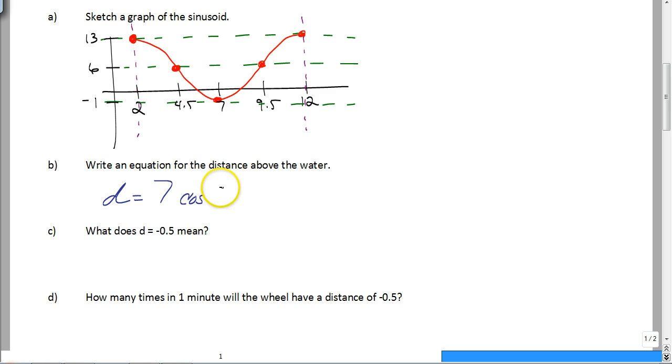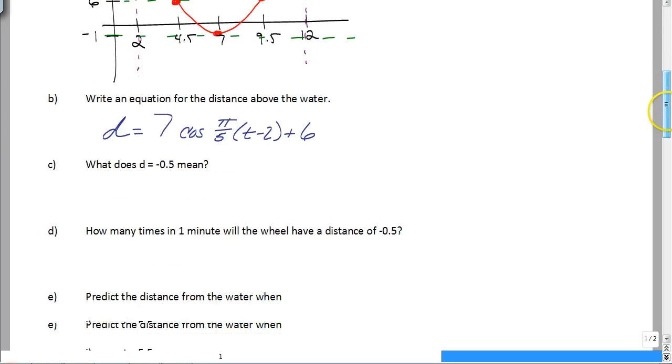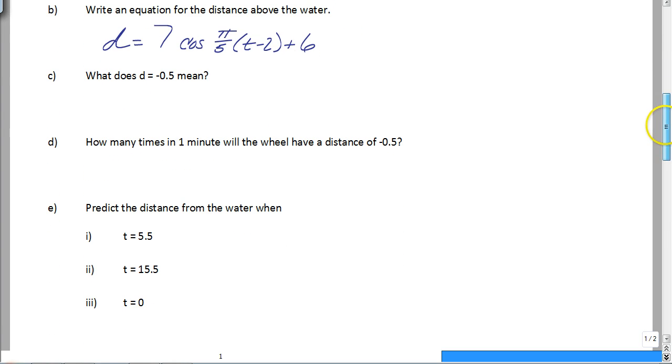We found a start and stop, so that gave us our pi over 5 with our t minus 2. And then we know that this node is 6 feet above the water. Again, once you have all the information, it's pretty simple to do. So now we're just going to answer 3 more questions about this water wheel.